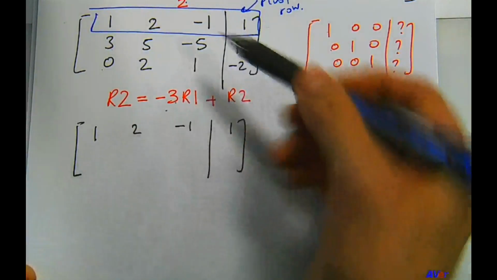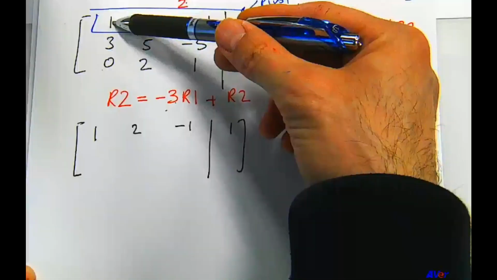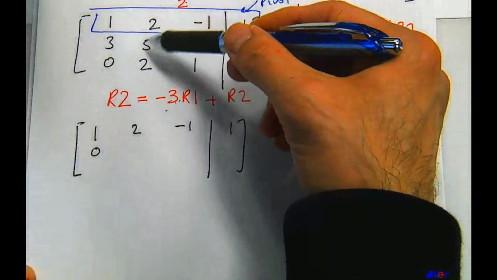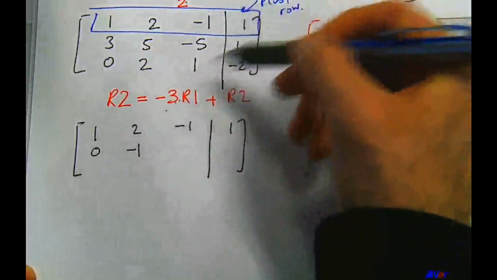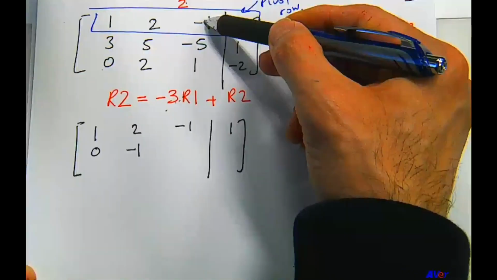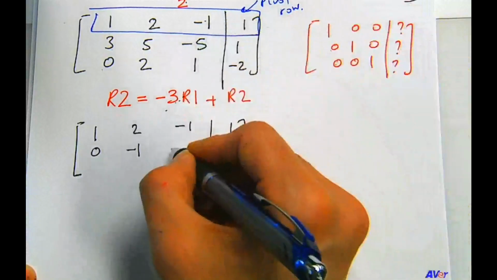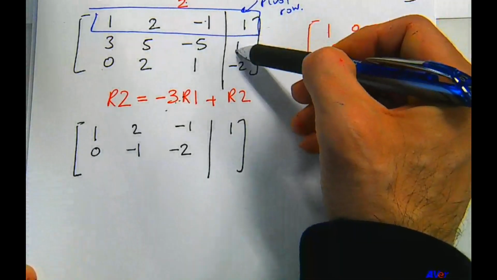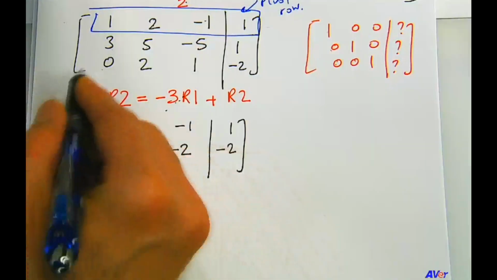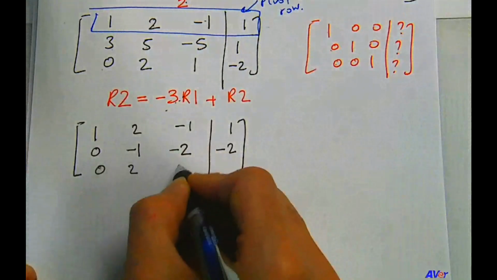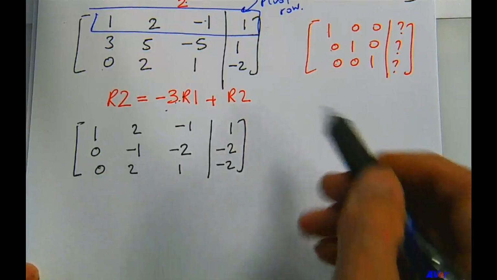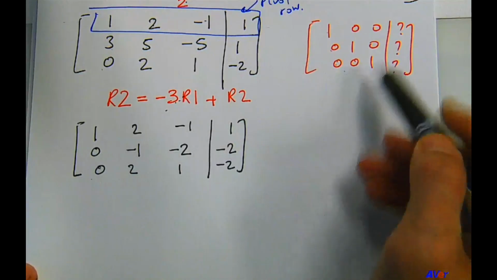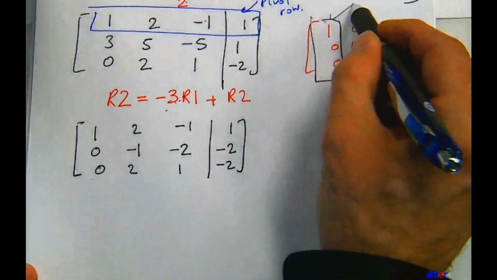Okay, so the first row is not changing. Now -3 times row 1, -3 times 1 is -3, plus 3, 0. -3 times 2 is -6, plus 5, -1. -3 times -1 is +3, plus -5, it's -2. -3 times 1 is -3, plus 1, -2, and row 3 stays as it was. Okay, so compare this with this matrix. We're done with the first column.